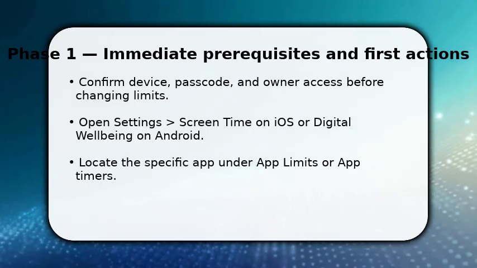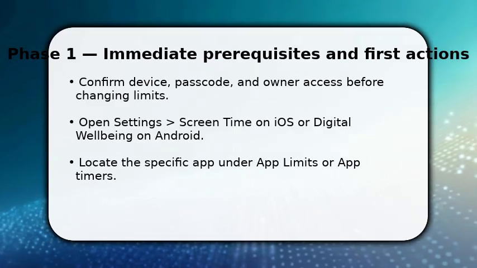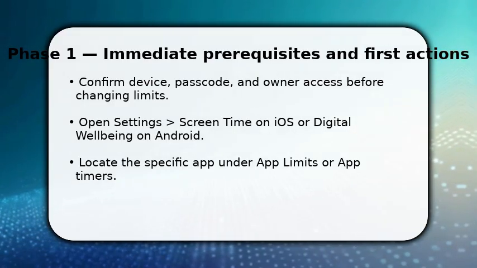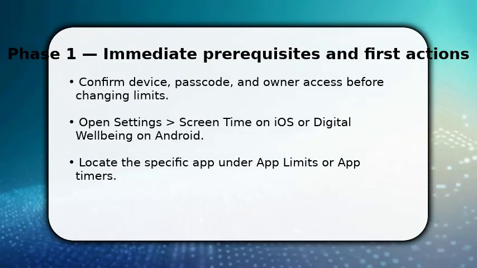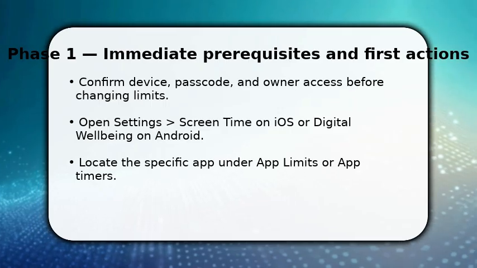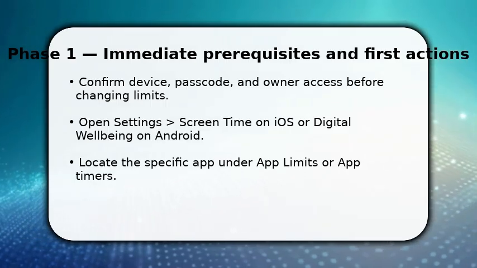You start by opening the correct control panel. On iPhone, go to Settings, then Screen Time, or on Android, open Digital Wellbeing. Once done, authenticate with the screen time or device passcode if prompted, because parental or device restrictions block edits otherwise.